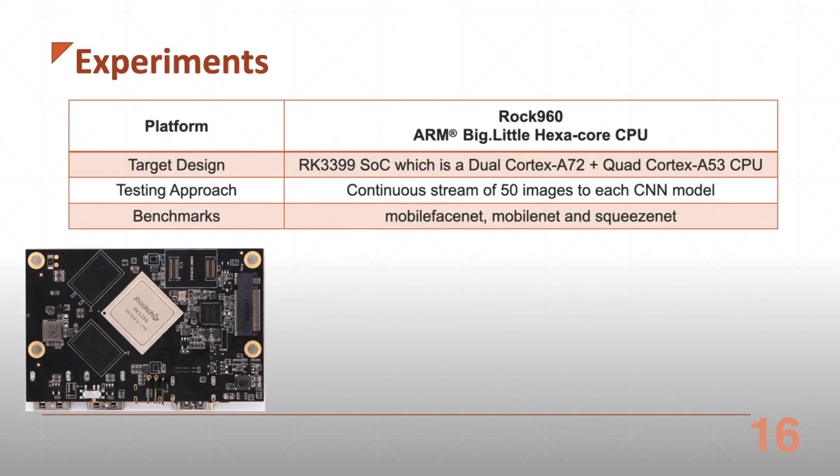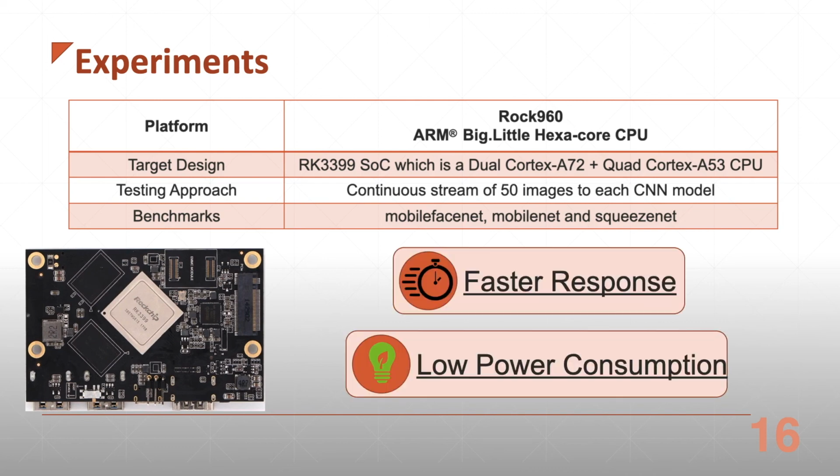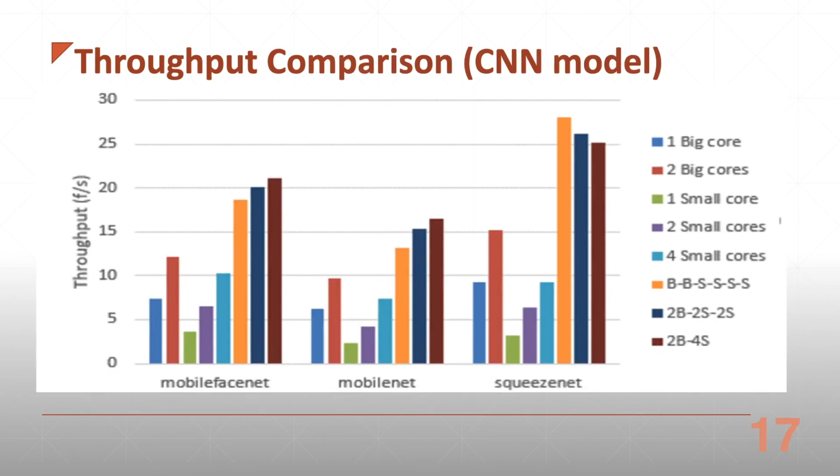We test our pipeline approach on a ROC 960 board with 3 CNN models, including MobileFastNet, MobileNet, and SqueezeNet. The ROC platform has 2 big ARM cores and 4 little cores. We feed a continuous stream of 50 images to each CNN model and record the average throughput in terms of the number of images processed per second. We compare our result with multi-thread execution. Note that the 6-core result is very poor due to the data transfer overhead through main memory and hence is not included for comparison. We then tested the proposed pipeline execution.